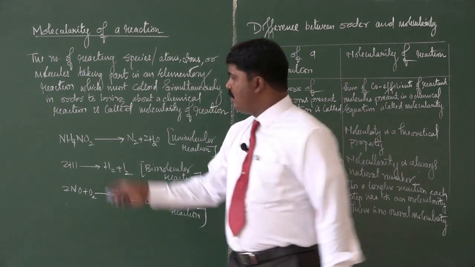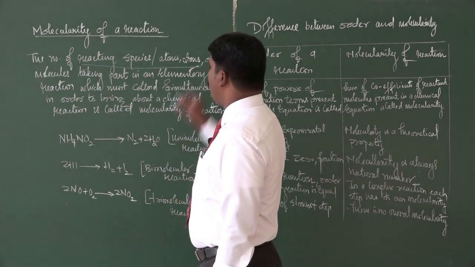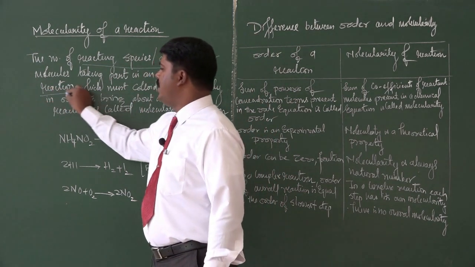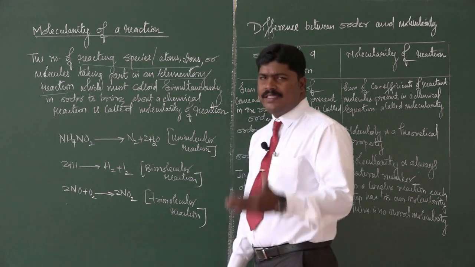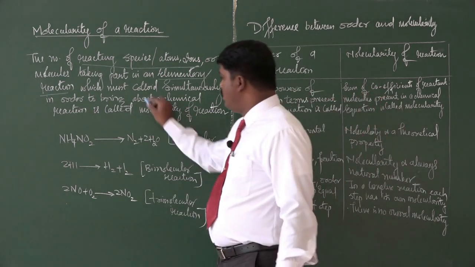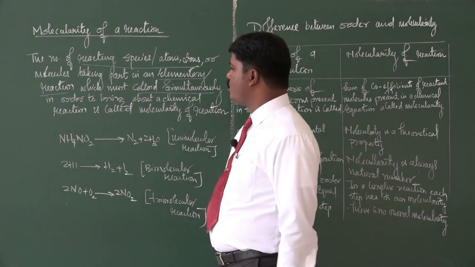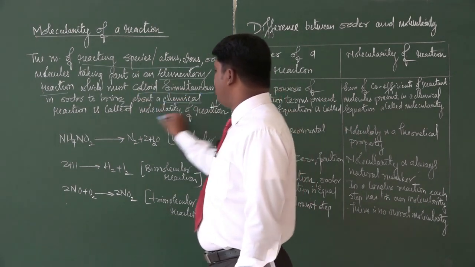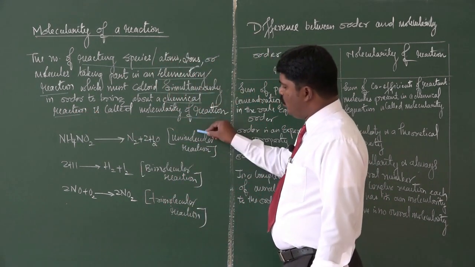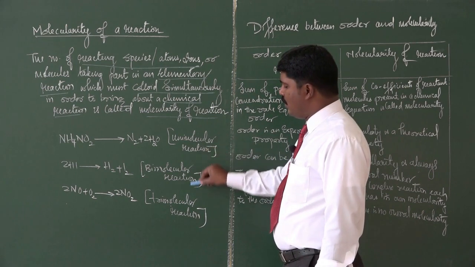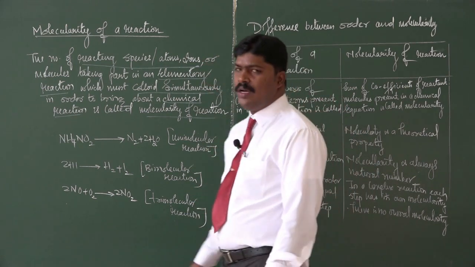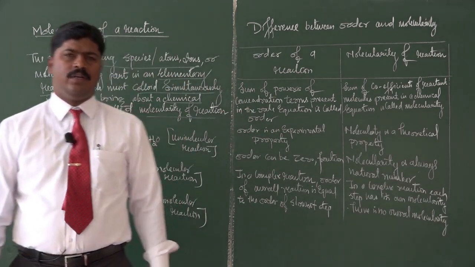We can say the number of reacting species, atoms, ions taking part in an elementary reaction. We are not speaking of the mechanism, we are speaking only about an elementary step, which must collide simultaneously and bring about a chemical reaction, is called molecularity. So, you can have unimolecular, bimolecular, trimolecular. That is what is called the molecularity of a reaction.